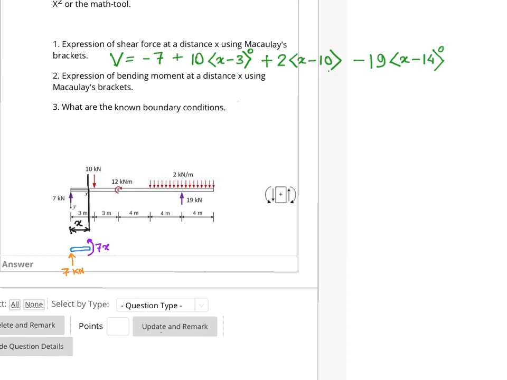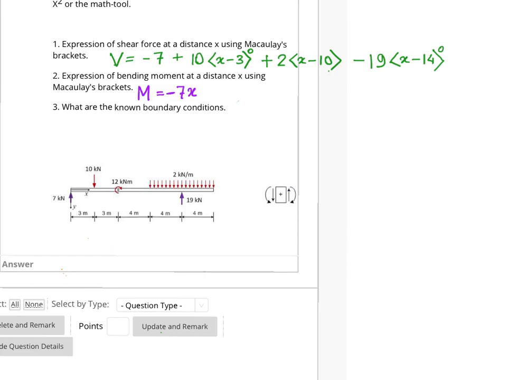So if I want to now write down the moment expression, it would be 7 times x. What would be the sign? Now this 7 times x is what is so-called sagging moment, but our sign convention is opposite to that. If you consider the right hand side moment, this is opposite to this moment, so we replace 7x with minus 7x.